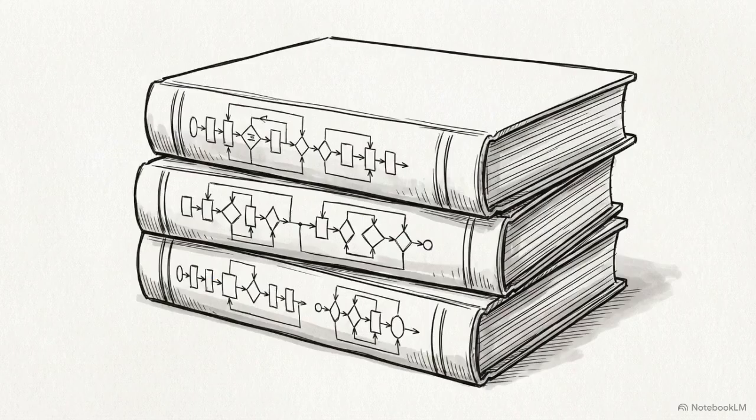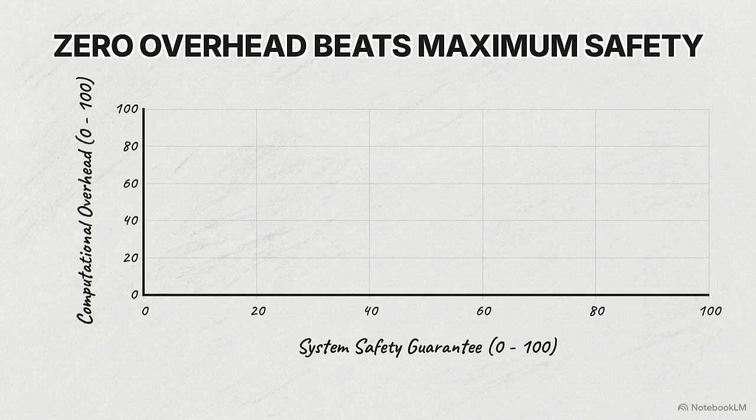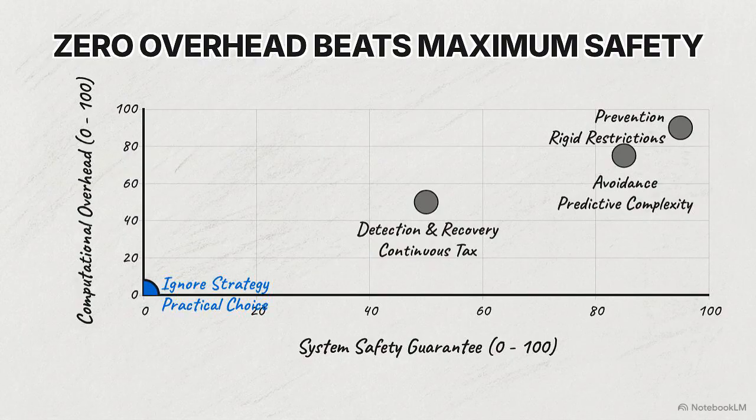Armed with an understanding of prevention, avoidance, and detection, we can now map why the ostrich algorithm wins the engineering debate. This matrix evaluates the four methods based on their system safety guarantee, plotted against their computational overhead. Prevention secures maximum safety, but imposes excessively high architectural overhead and rigid restrictions. Avoidance also provides maximum safety, but requires impossible predictive capabilities. Detection and recovery sits in the middle. Partial safety, but it brings a continuous CPU tax and destructive user consequences. The ignore strategy, the ostrich algorithm, offers zero guaranteed mathematical safety, but it carries absolutely zero systemic overhead.